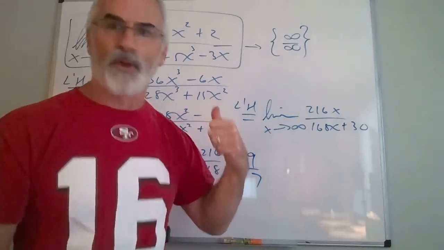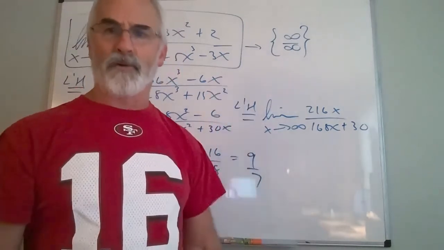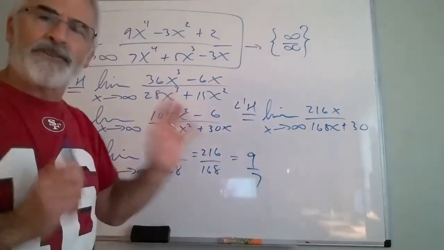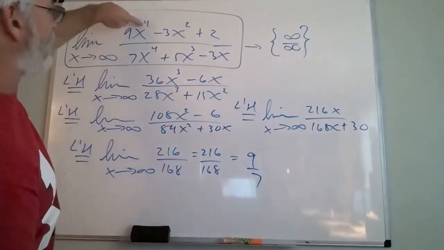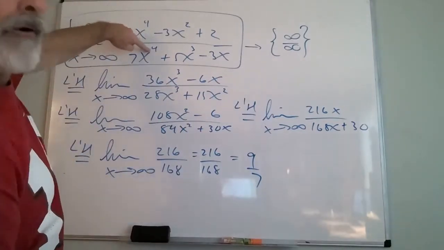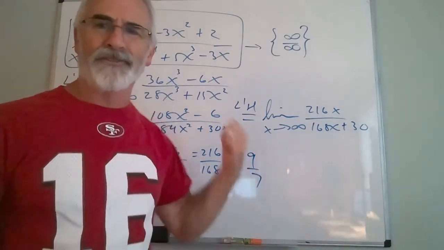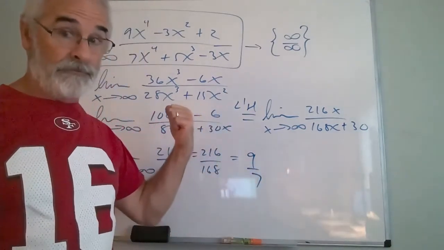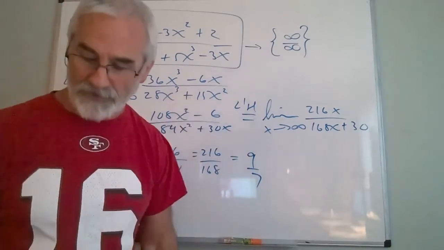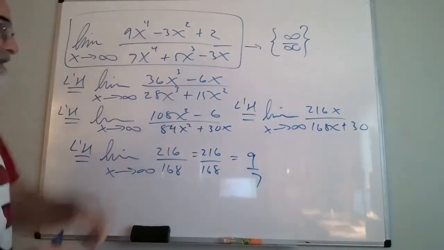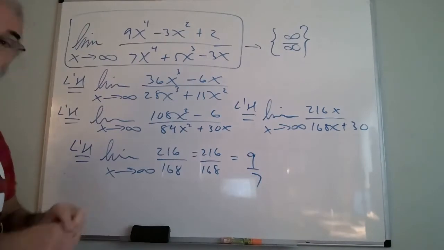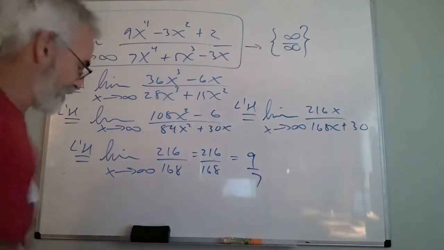Never in a million years do L'Hopital's rule on an infinity over infinity form. So in case you really are tempted to use L'Hopital's rule, I'll make these exponents really, really large, you know, 400th power. That means I've got to do this 400 times. No, you don't use L'Hopital's rule. It's legal, but it'd be foolish because it would take you a really, really long time. And you already knew the answer was 9/7. So there are certain situations, this is one of them, where it's really not efficient.